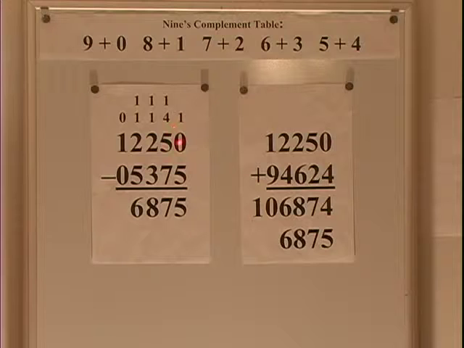5 is greater than 0, so I have to borrow 1 from this 5, that becomes a 4. So this becomes a 10 now. 7 is greater than 4, so I have to borrow 1 from this. That becomes a 1. 2 becomes 1, and this becomes 14. 3 is greater than 1, so I have to borrow 1 from this 2. That becomes a 1, and this becomes an 11. 5 is greater than 1, so I have to borrow 1 from this 1. That becomes a 0, and this becomes an 11.